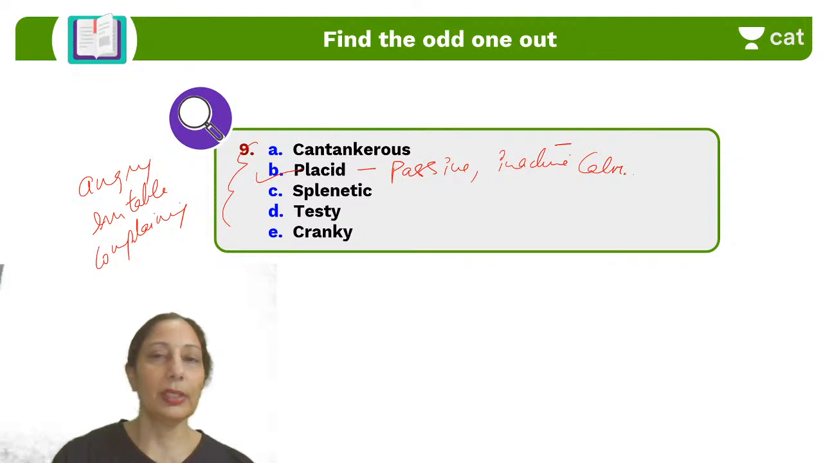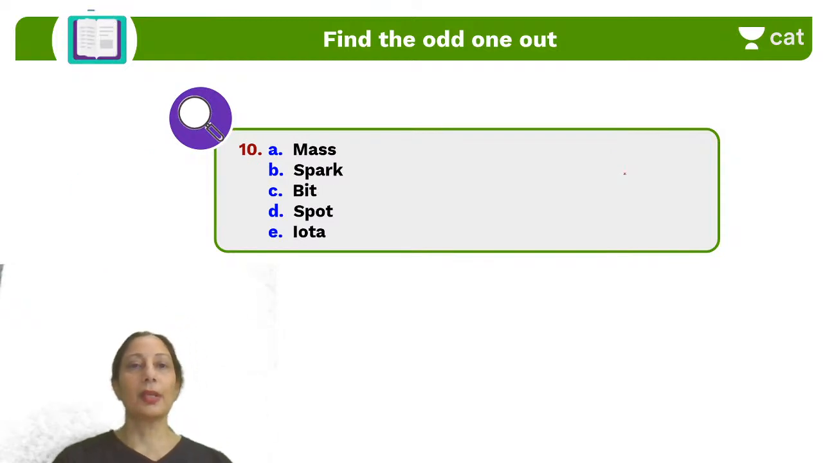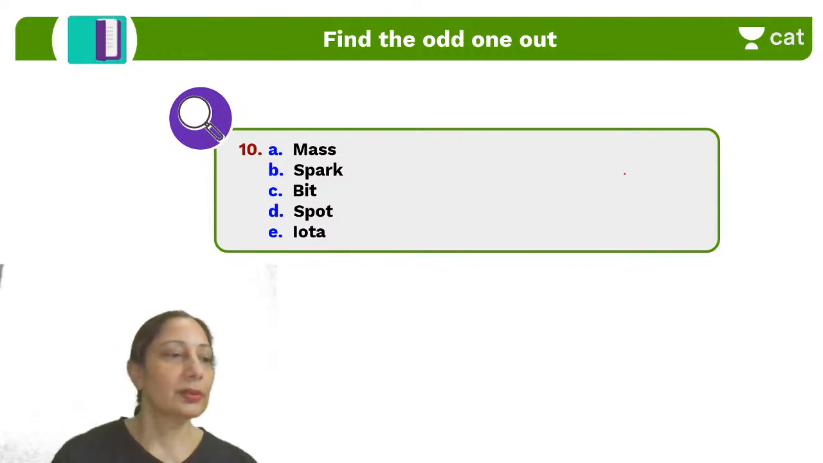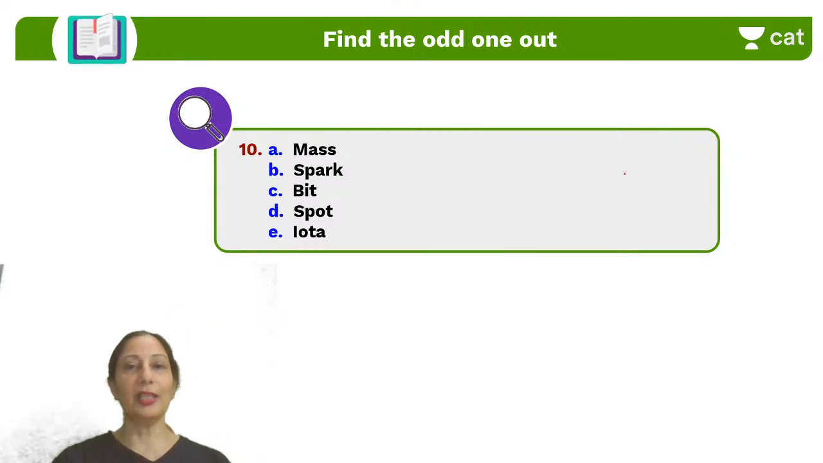Okay. We'll go to the next question. Are you ready, guys, for the next question? Here coming on your screen. Mass, spark, bit, spot, iota. Yes, like the Lake Placid movie, Aditya, correct. Lake Placid is a movie, yes. You know the word Pacific comes from the root pac, which means calm and tranquil. So Pacific, pacify, peaceful, all come from that word. So placid is the root.